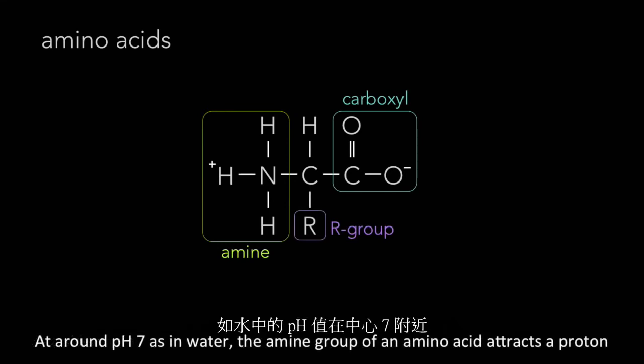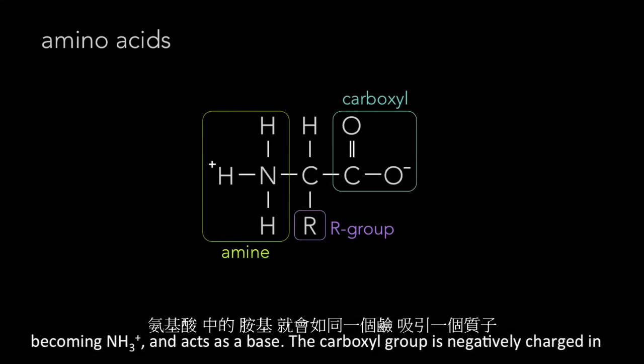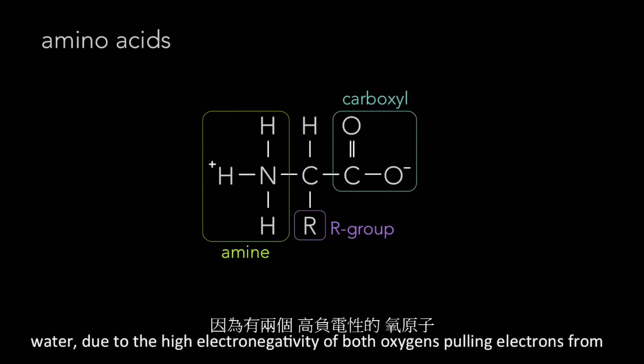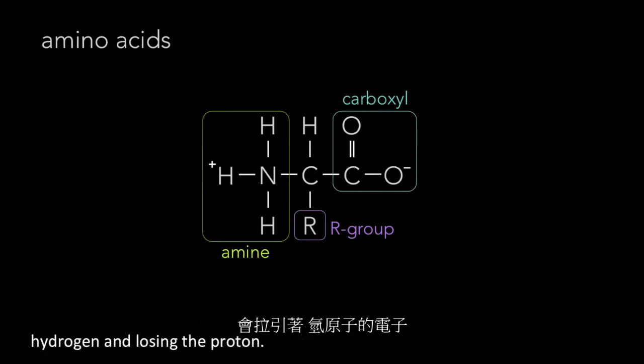At around pH 7, as in water, the amine group of an amino acid attracts a proton, becoming NH3+, and acts as a base. The carboxyl group is negatively charged in water due to the high electronegativity of both oxygens pulling electrons from the hydrogen and losing the proton.